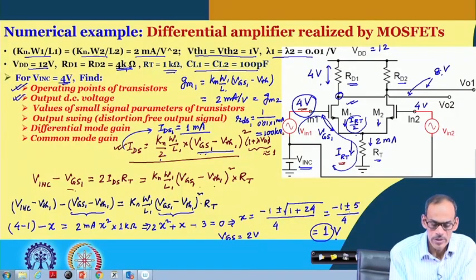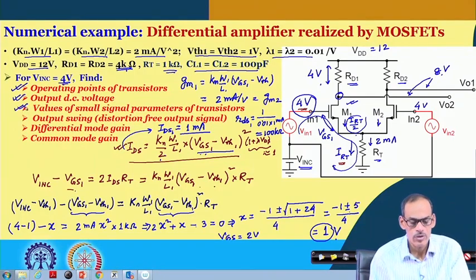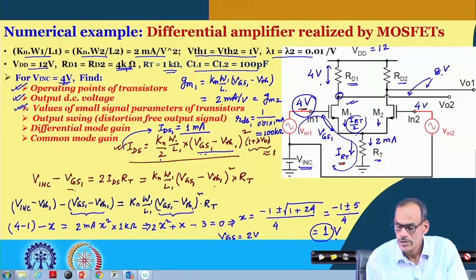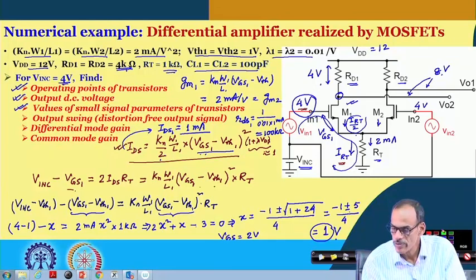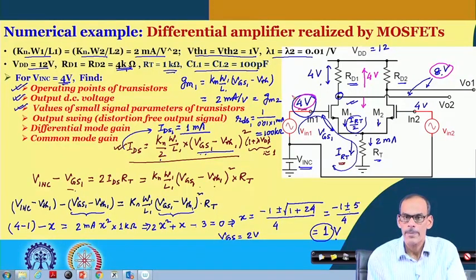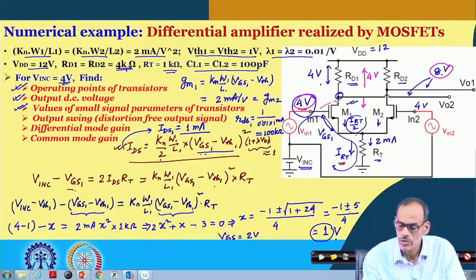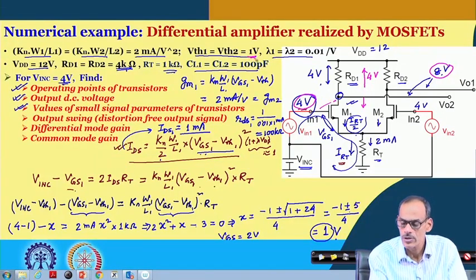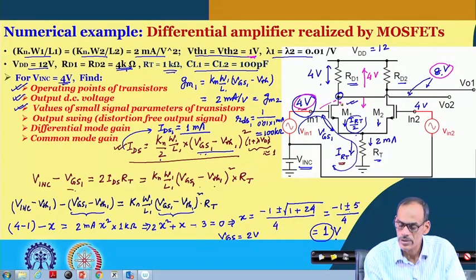So, that is how you obtain the small signal parameter of the transistors. And swing wise, if we have 8 volt DC, and then on the positive side we do have 4 volt swing. On the negative side, if the gate voltage is 4 volt and threshold voltage is 1 volt, the minimum voltage at the drain is 4 minus 1, that is 3 volt. So, the lower limit is 3 volt.